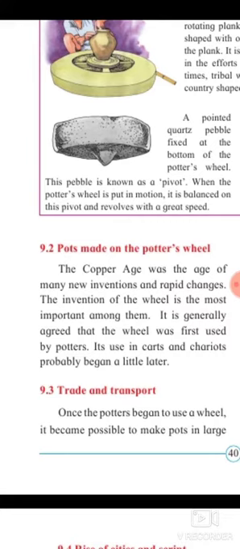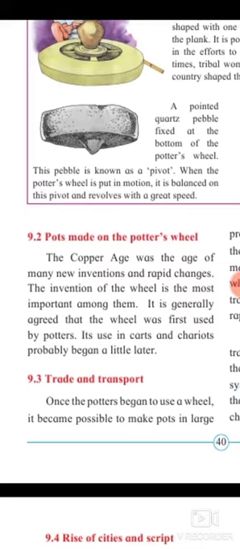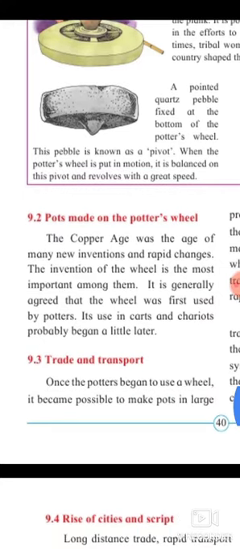The Copper Age was an age of many new inventions and rapid change. People created many metal items with the use of copper. That is why it is called the Copper Age, an age of many new inventions and rapid change. The invention of the wheel is the most important among them. Now we may also discuss who created the wheel. It was in this stage that they created the wheel.